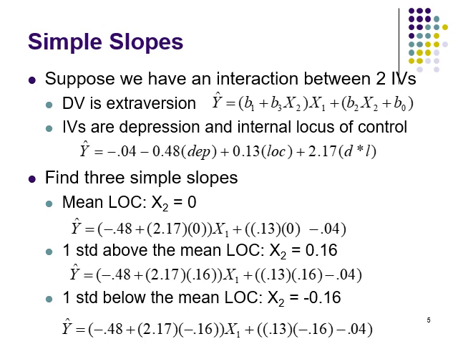So in this case, to explore that relationship, we need to hand calculate simple slopes. The first thing we're going to do is find the three simple slopes, locking the mean of our second predictor, in this case internal locus of control, to either the mean, one standard deviation above, or one standard deviation below the mean.